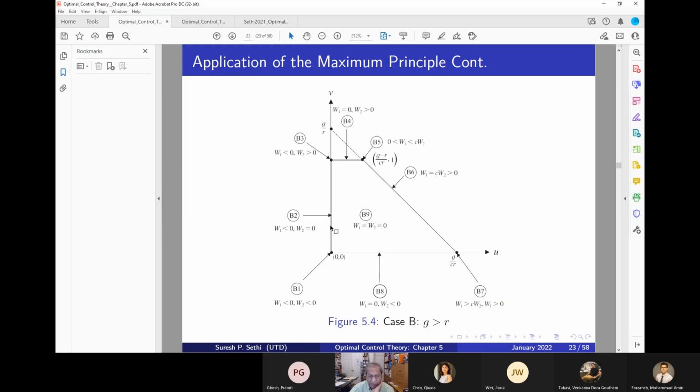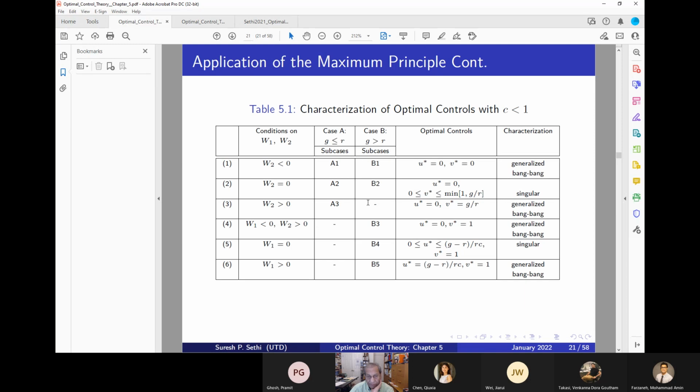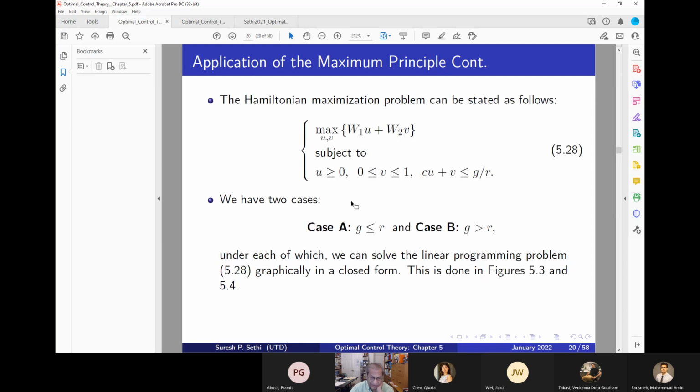So for example, one case says control can be anywhere from here to here. The other case says control can be anywhere from here to here. And so we have summarized all the cases that can happen at each point in time.